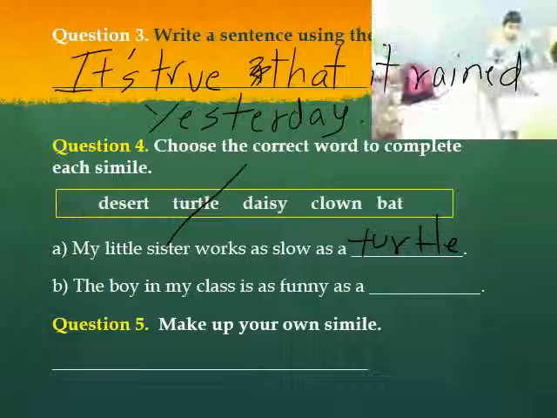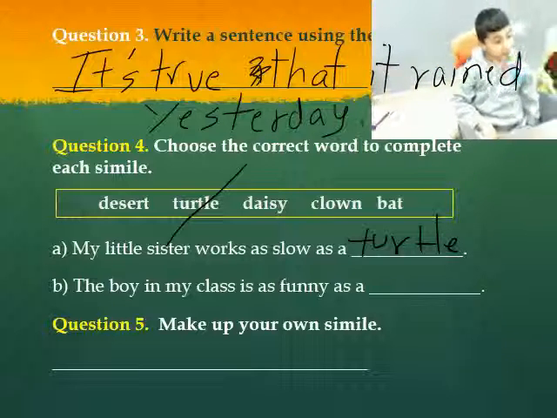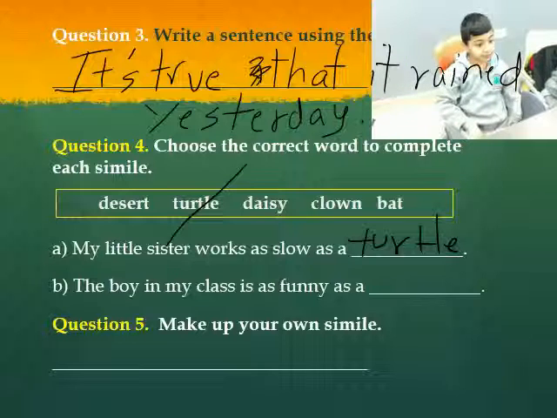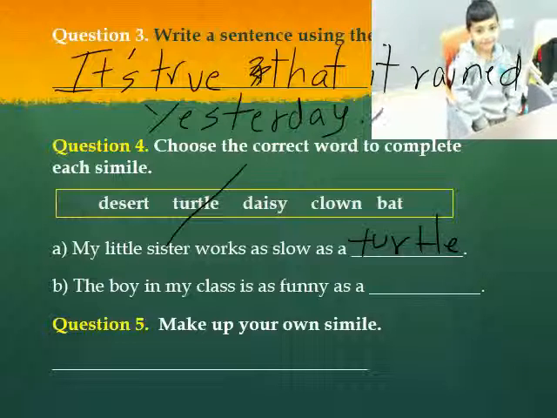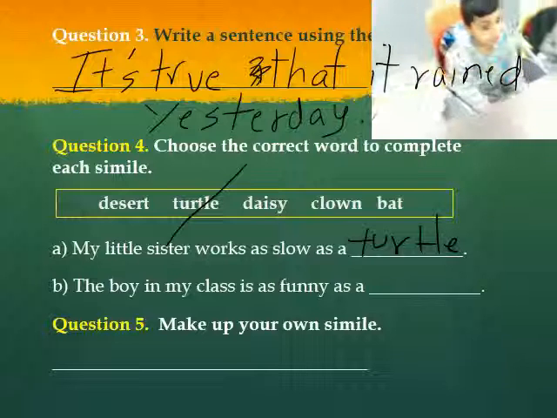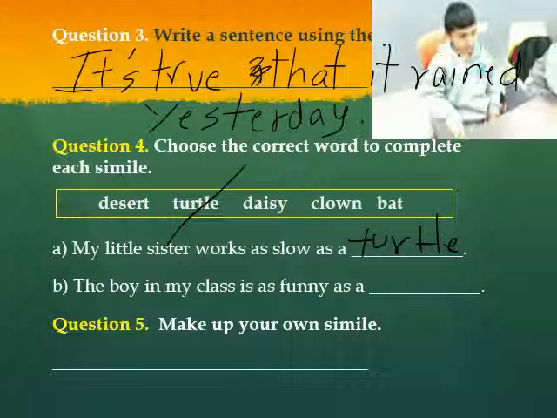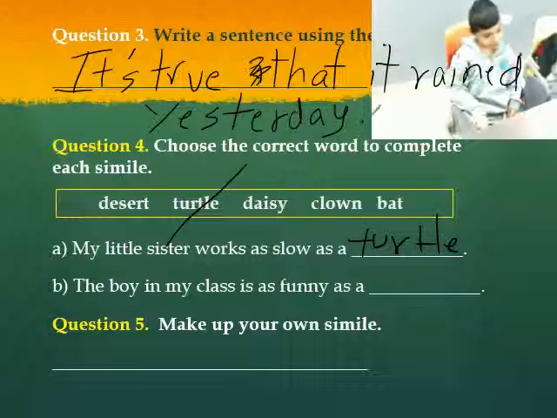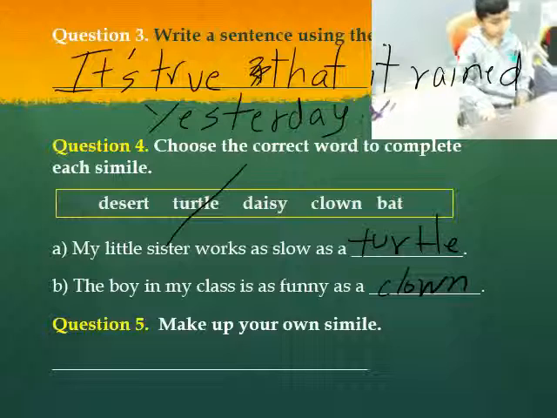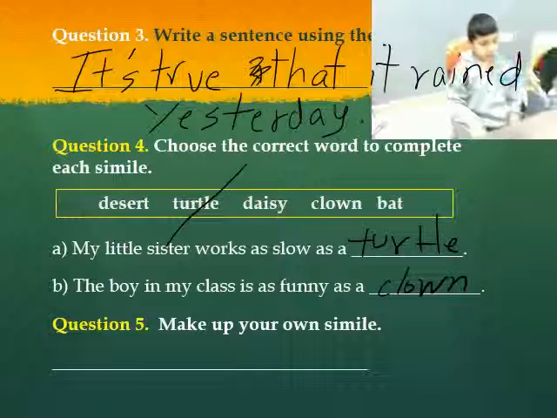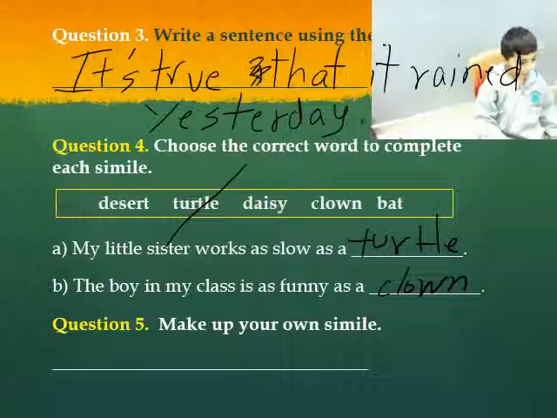Okay. B. Hassan, read it. The boy in my class is as funny as a clown. Clown. Very good. Because is a bat funny? No. A desert is funny? No. A daisy is funny? No. So it's a clown. Okay? What are we comparing here? We're comparing the clown to what? To the boy. Very good. Yes, a funny boy.